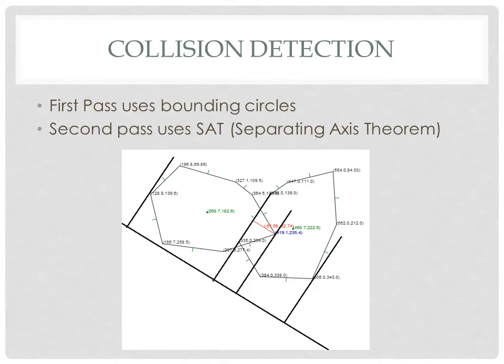Collision detection first pass uses bounding circles. If the bounding circles don't cross, then it drops out. If they do intersect, it uses separating axis theorem, where it takes the normal of each surface of both objects, projects the vectors onto that surface. If they overlap, in this case you see they do, it creates this minimum translation vector to separate the two objects.